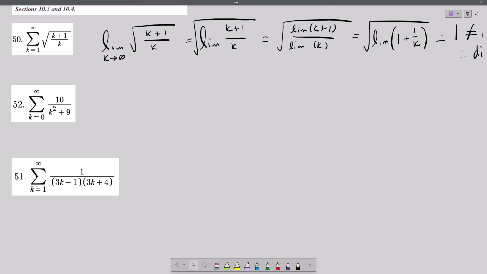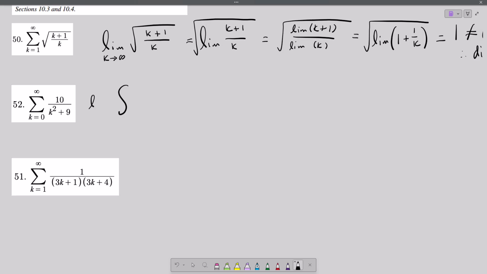Can we integrate it? Yes, we can integrate it. That's an arctan-ish thing. The divergence test is inconclusive because the limit of a sub k is 0. So this is going to be an integral test. Let's consider the integral.